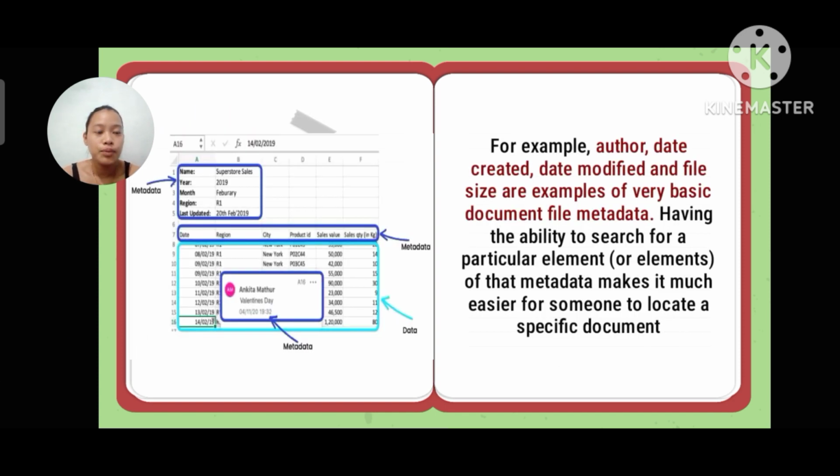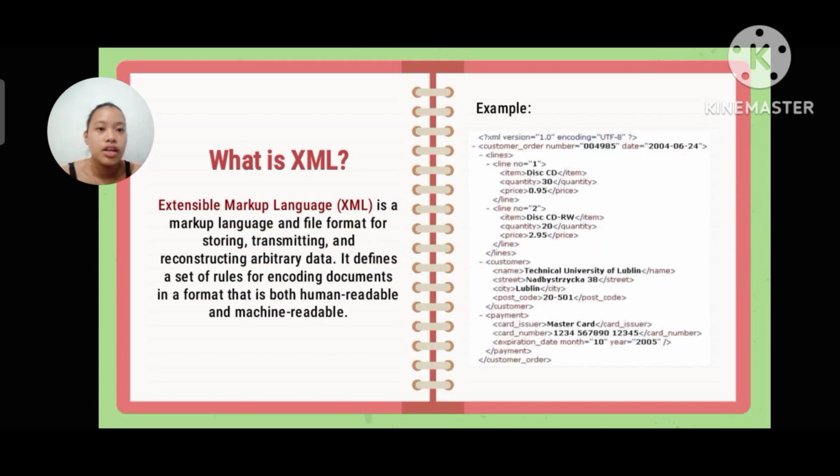For example, the author, date created, date modified, and file size are examples of basic document file metadata. Having the ability to search for a particular element or elements of that metadata makes it much easier for someone to locate a specific document.